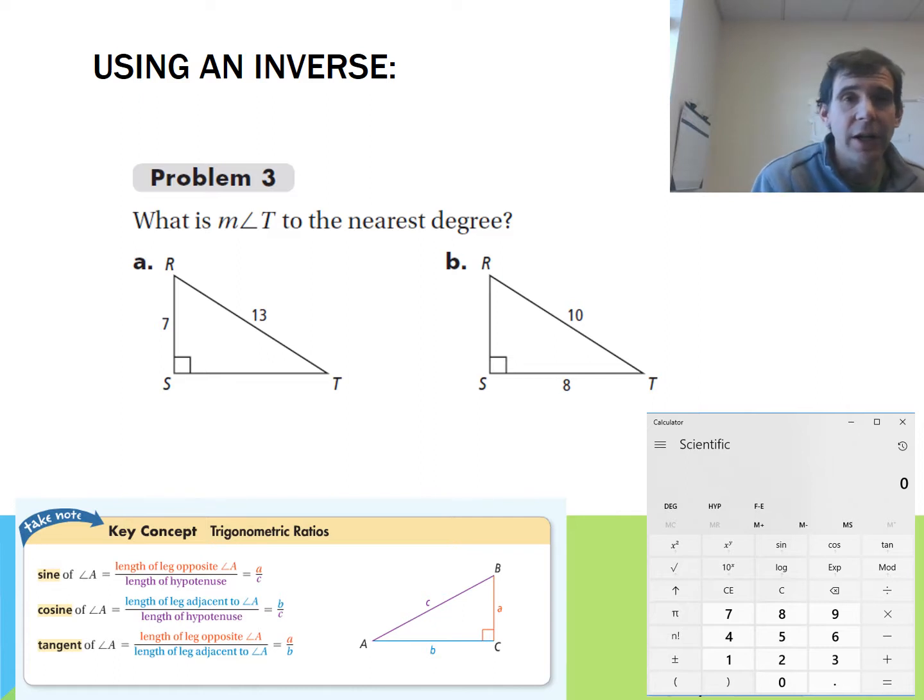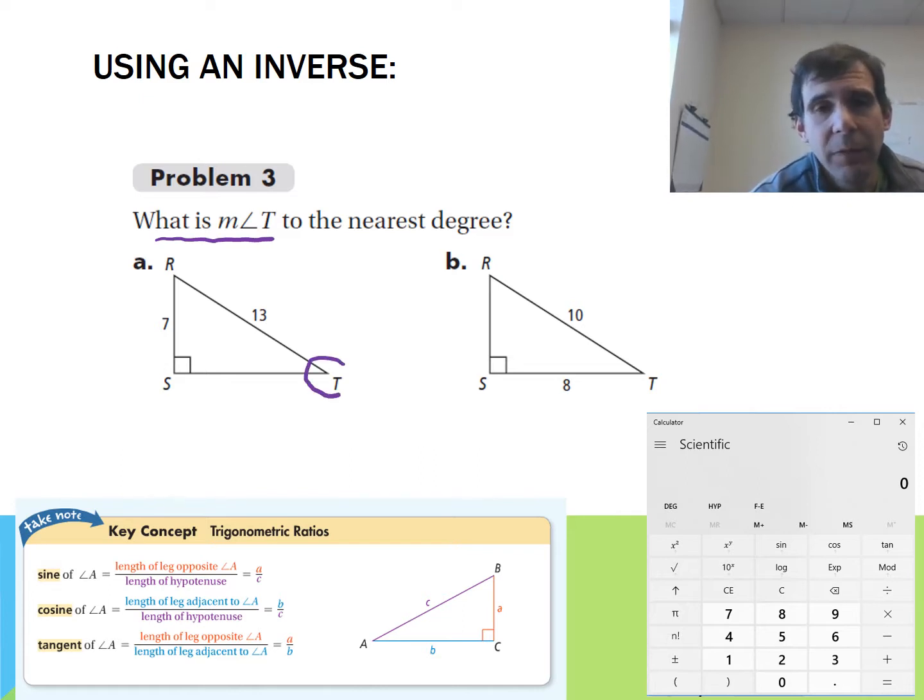So you can see here in problem 3 that in both A and B, we're not given any angle measures. We're asked to find the measure of angle T. So angle T is right here. Okay, so we're still going to use trig ratios. We're just going to be using the inverse of those trig functions.